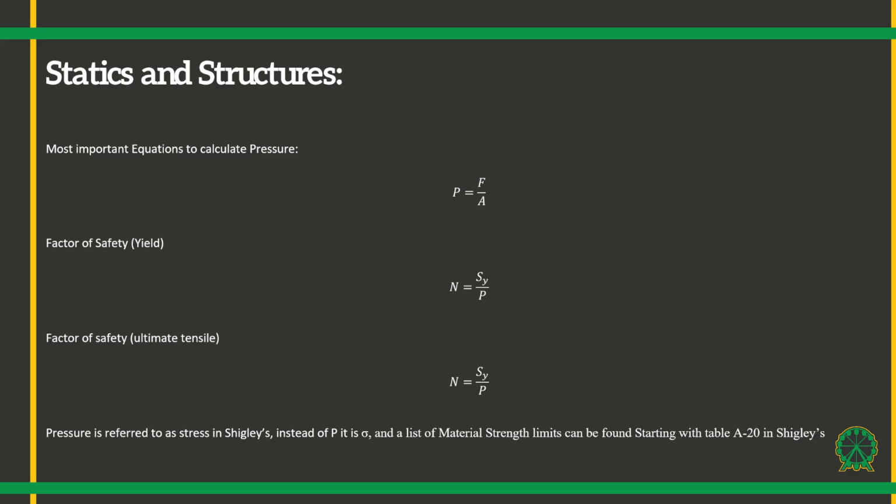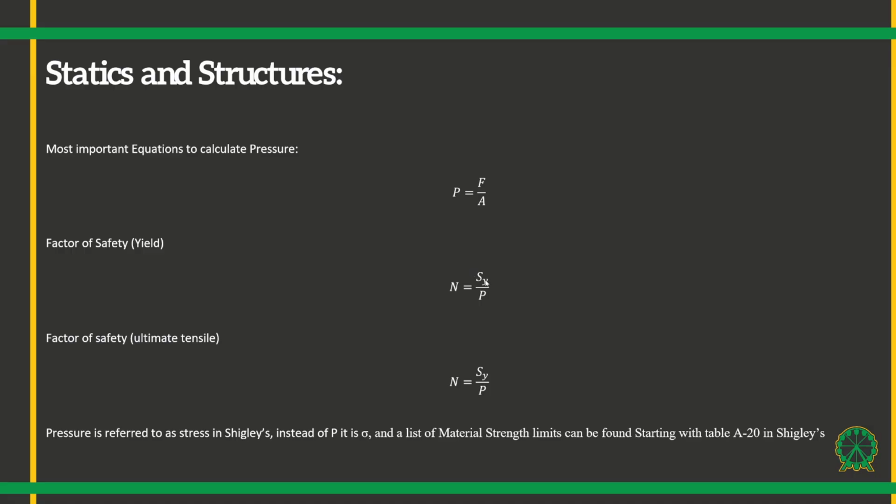So finally, what I'm going to say is our most important equation is basically that pressure is equal to force over area. Basically, the force that is applied divided by the area over which it is applied. This is really important because then we can use that to calculate our factors of safety.